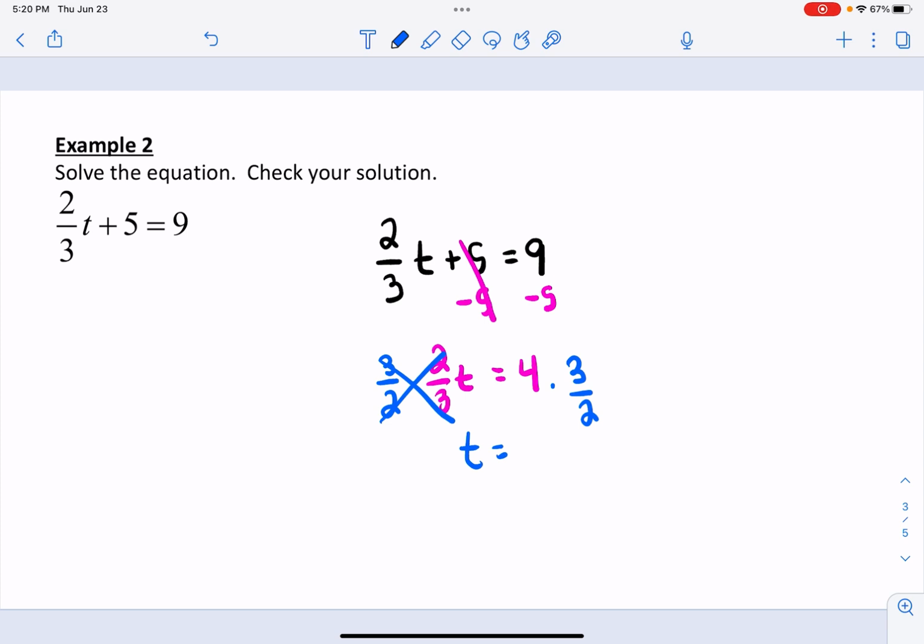Now, look and see. Is there anything that can cancel? So the 4 goes into 2 times. So now I multiply across and I get 6.